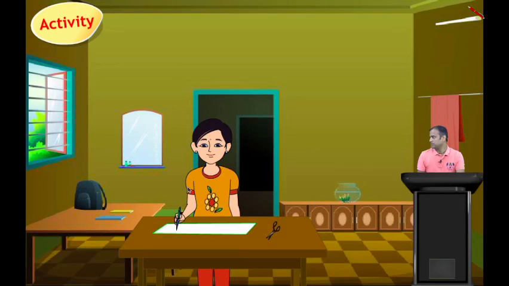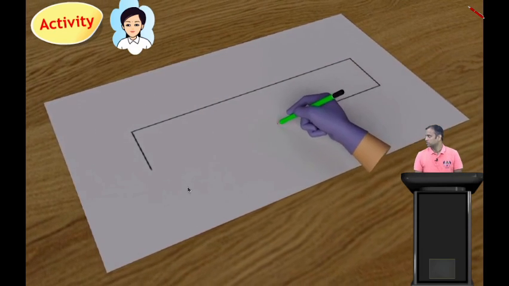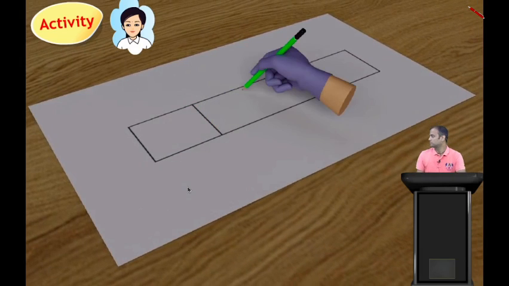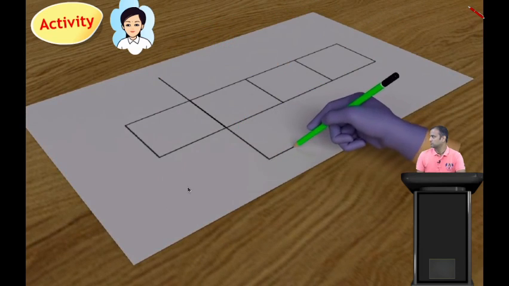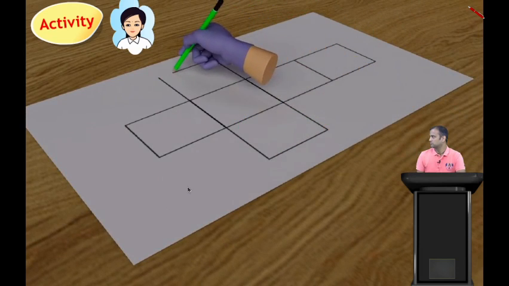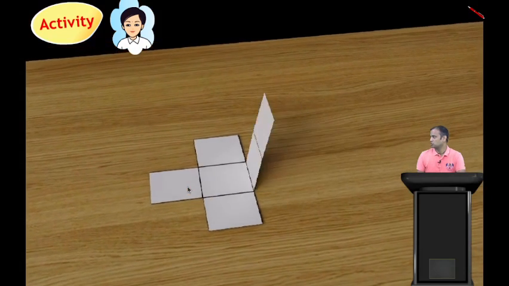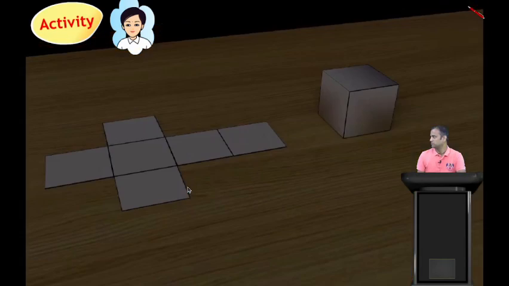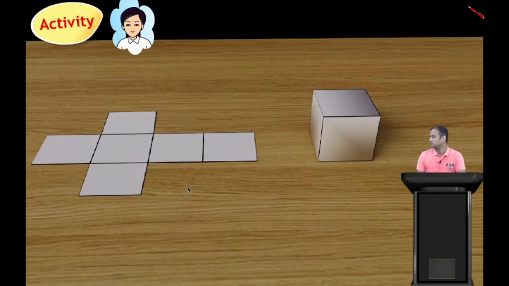So here is an activity. Yes, we have to figure out this figure. First, cut out this figure, and then after joining we get a cube. So this is called the two-dimensional figure of the cube.